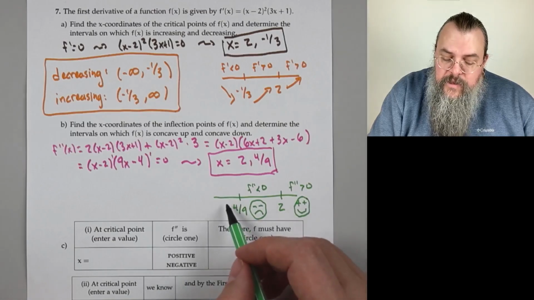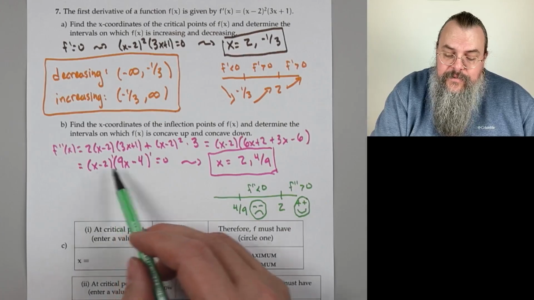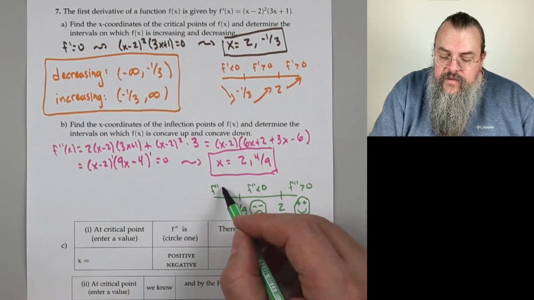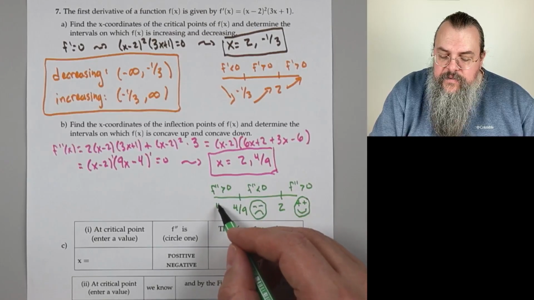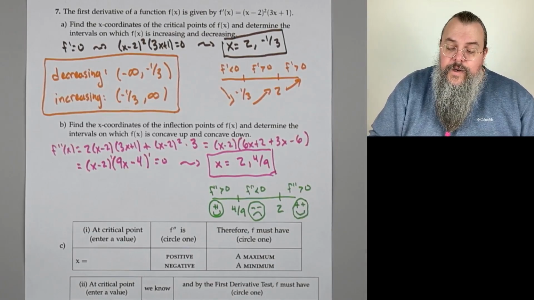And now, something below 4 ninths, like 0. 0 minus 2 is negative, 0 minus 4 is negative, which means a negative times a negative is a positive. So we're concave up again. All right, so what do we say?